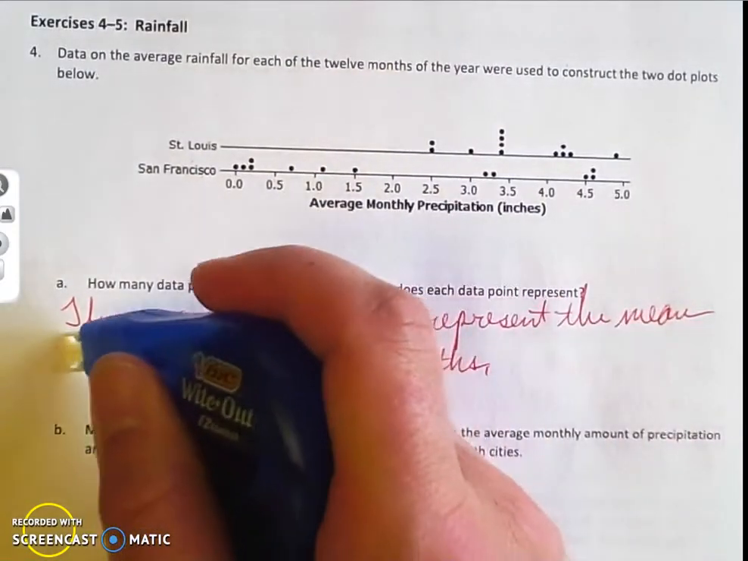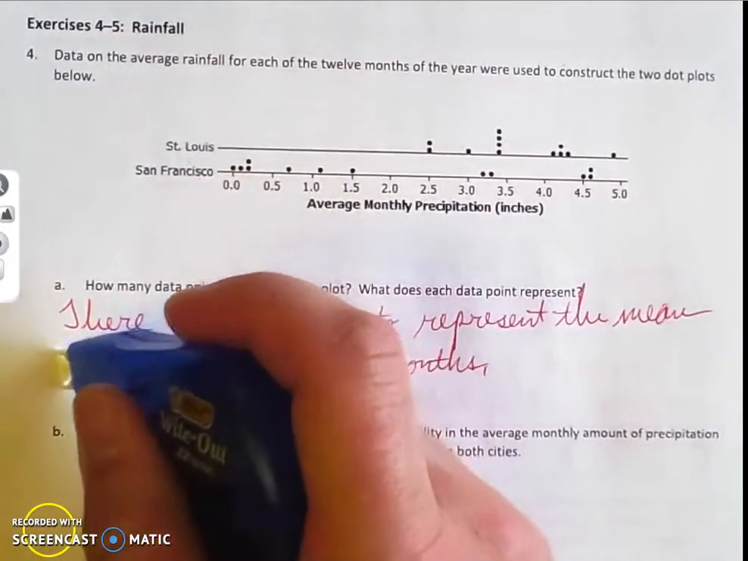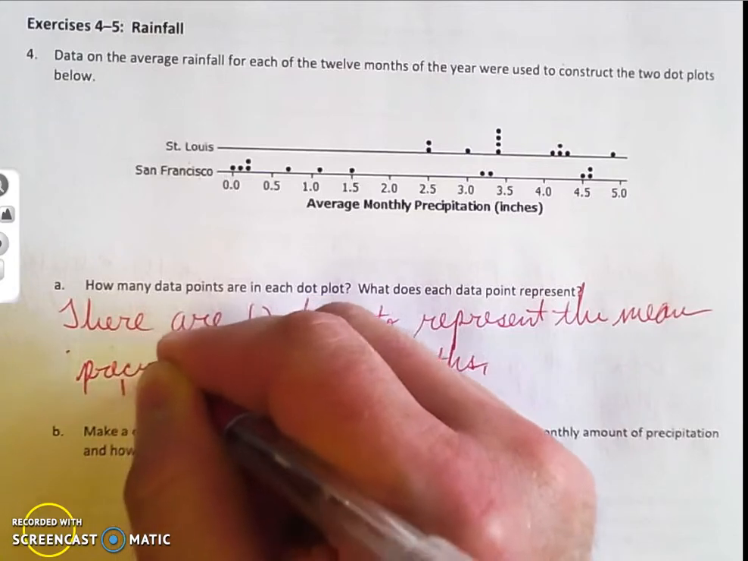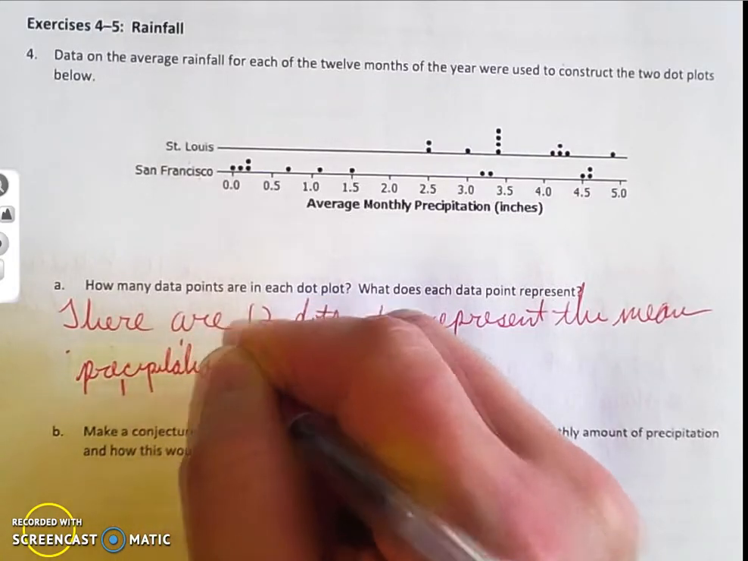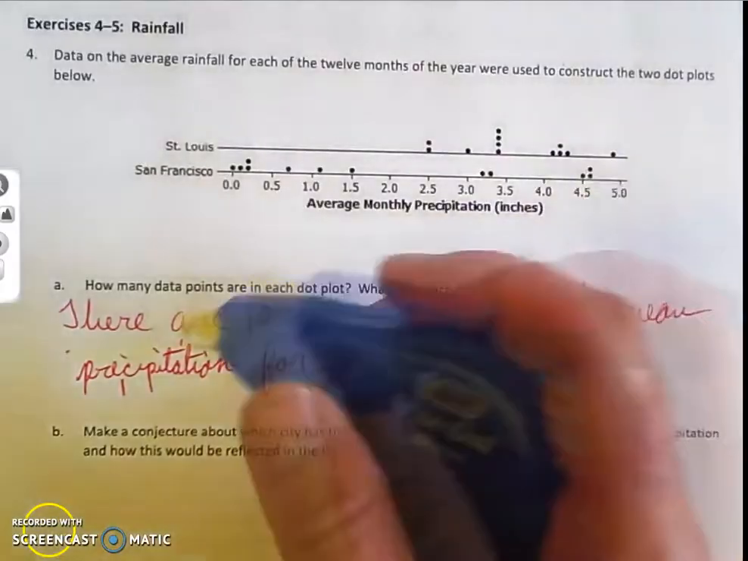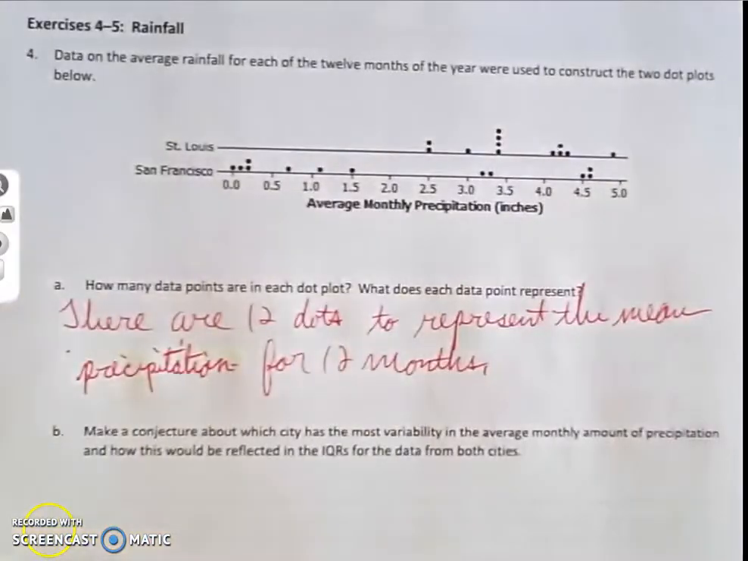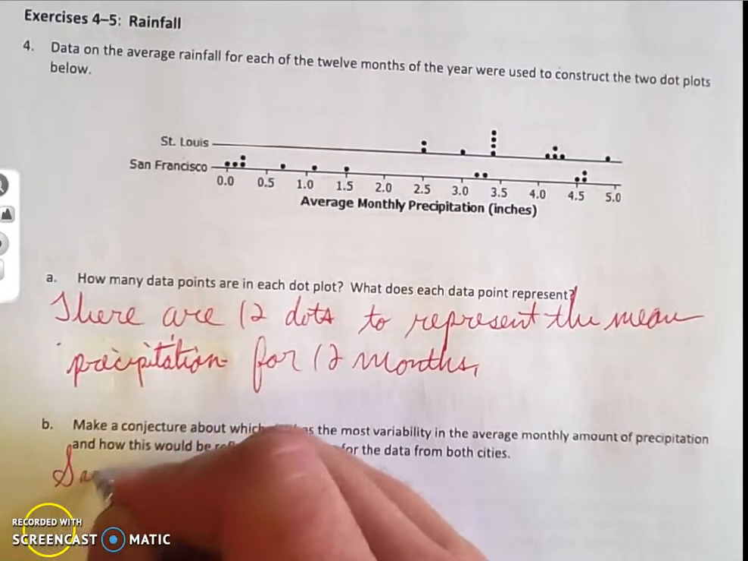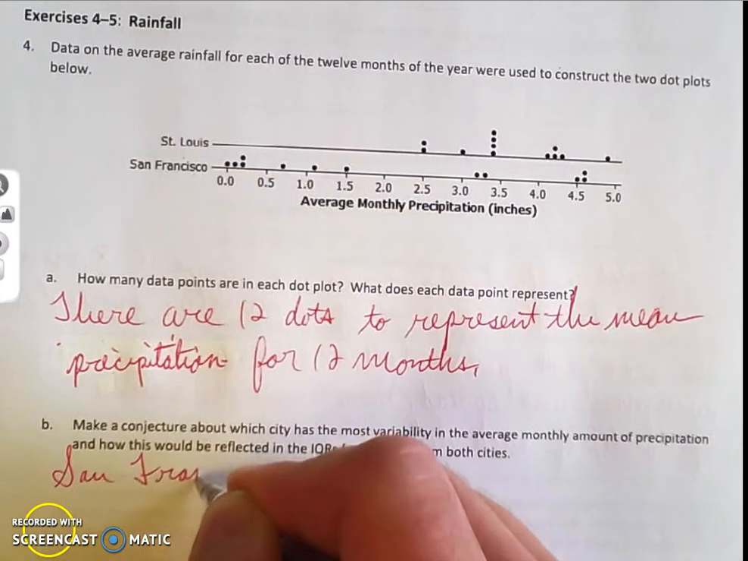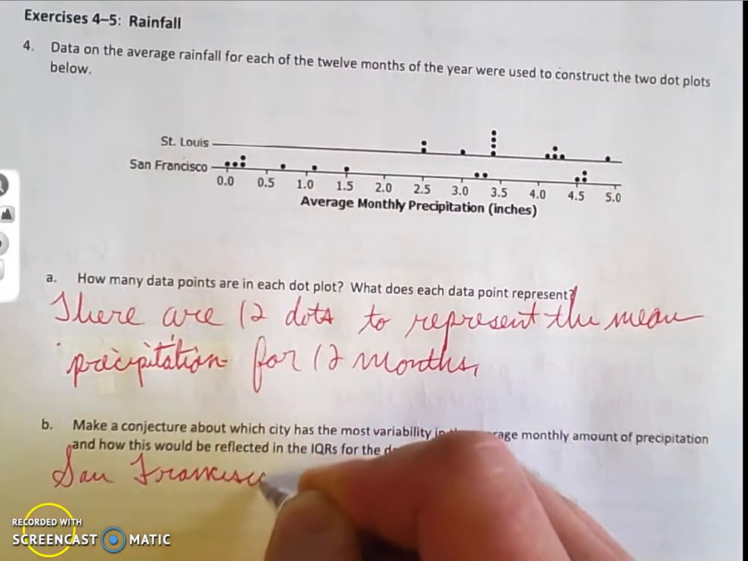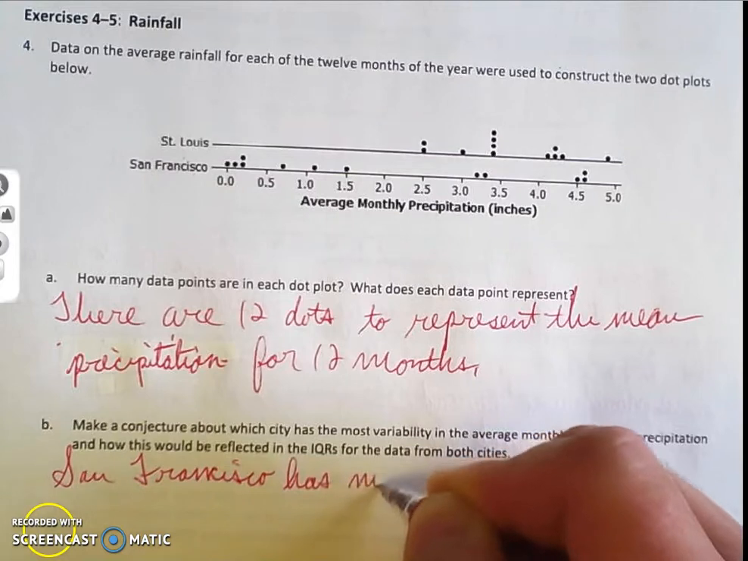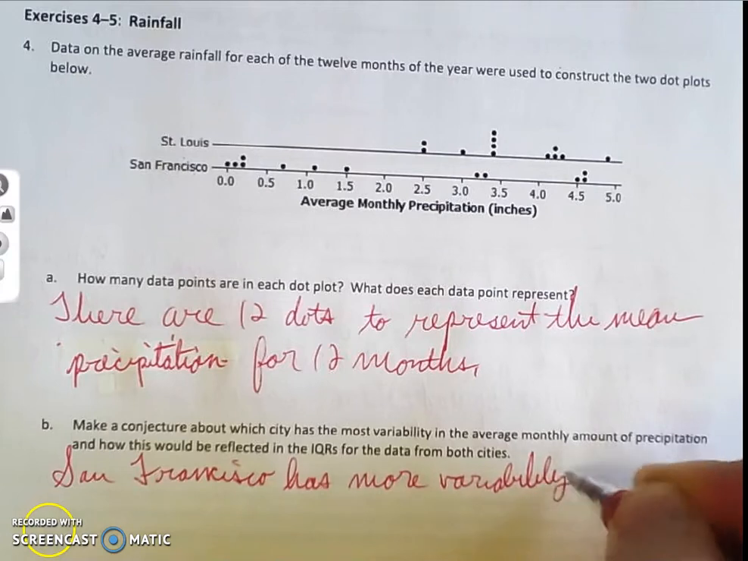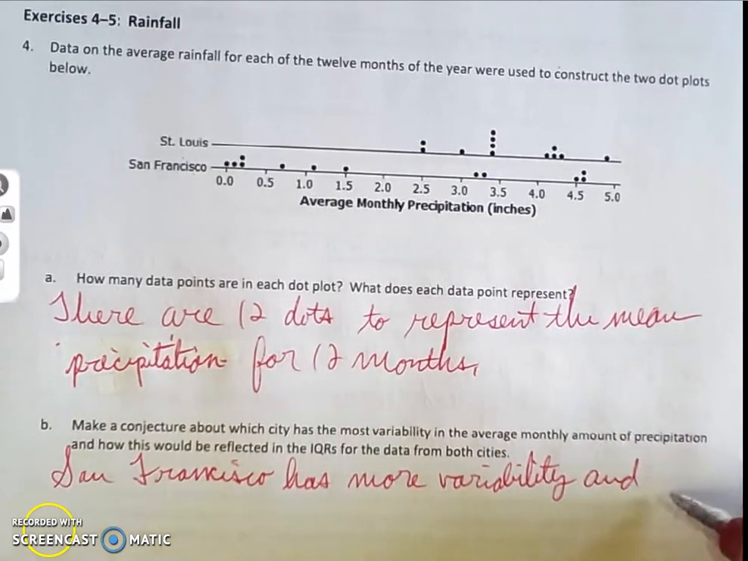I'm actually going to go up here and change this to precipitation. Okay, so we're no longer talking about temperature, we're actually talking about precipitation and rainfall. So what we could say by looking at this is San Francisco now has the most variability, which would mean a higher IQR.